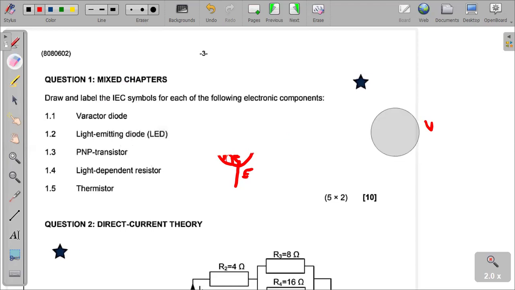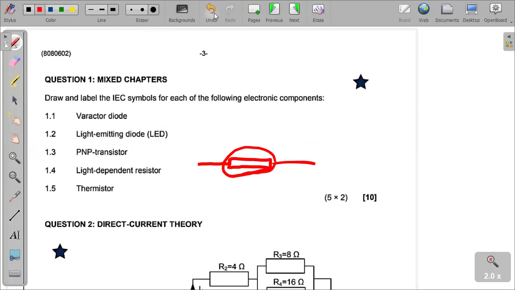Let's go to the light-dependent resistor. For the light-dependent resistor, there is the symbol of the resistor. Then, of course, to indicate that it's light-dependent, my circle there is a little bit poor. Let me try to indicate it nicely. There it is. Pardon my drawing.